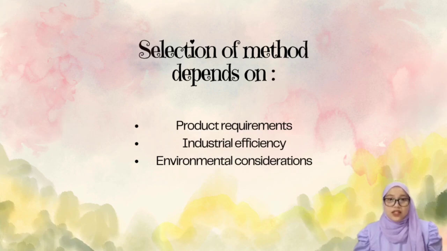Secondly, industrial efficiency is also considered. Manufacturers choose methods that are cost-effective, efficient, and suitable for large-scale production. Lastly, environmental considerations play an important role. These include energy consumption, waste generation, and the impact on the environment. By considering all these factors, the most suitable method can be selected to produce the desired type of polyethylene.